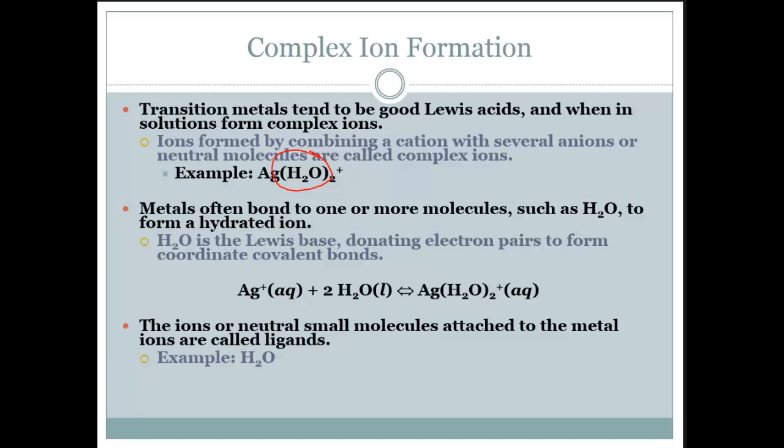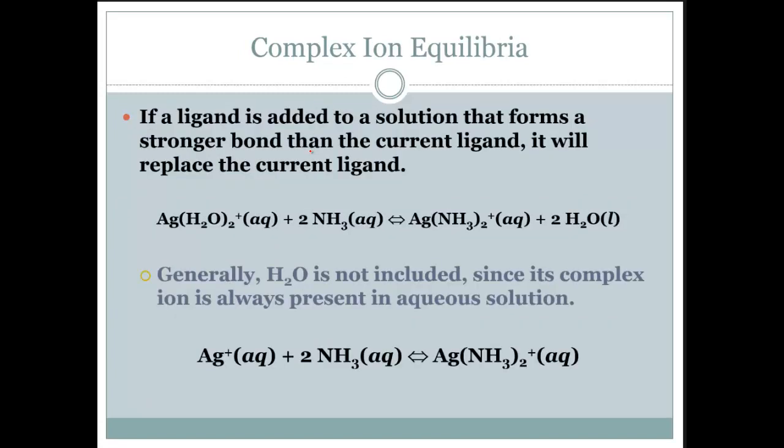If a ligand is added to a solution that forms a stronger bond than the current ligand, it will replace the current ligand. So for instance here, silver is with water. Ammonia comes around and attaches to it because evidently it's a stronger bond there. Generally, water is not included since the complex ion is always present in the aqueous solution. So therefore, they've left the water out of the final reaction.